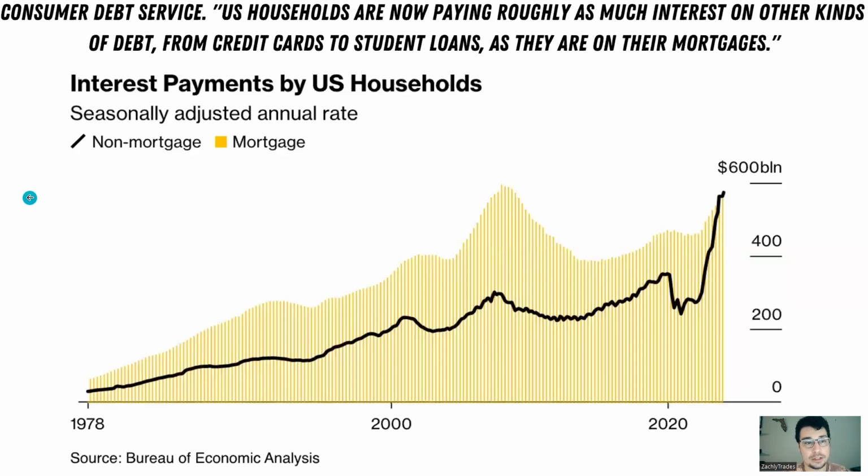Now, when you look at consumer debt service, U.S. households are now paying roughly as much interest on other kinds of debt, from credit cards to student loans, as they are on their mortgages. So, I mean, just think about that for a second. All right. Normally, your mortgage is going to be your largest bill, right? And oftentimes the mortgage is bigger than many of your other bills combined, but that's not what we're seeing now, right? They're pretty much the same.